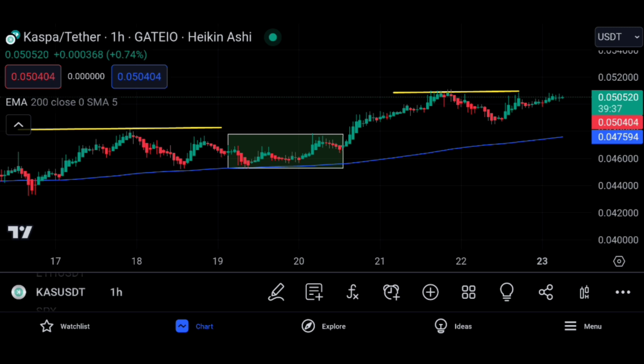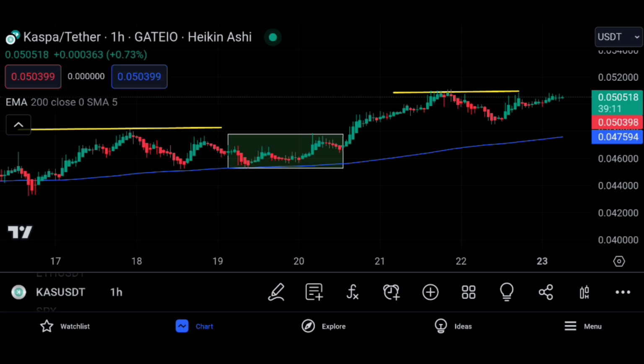So what do we expect to happen on the price of Kaspa next? From what we have right here, from the chart pattern and the price action, what I think will be happening next is the continuation of an uptrend, because it's quite obvious that the buyers are in full charge of the market. And when the buyers are in charge of the market, what you expect and what you see is a continuous pump of the coin.